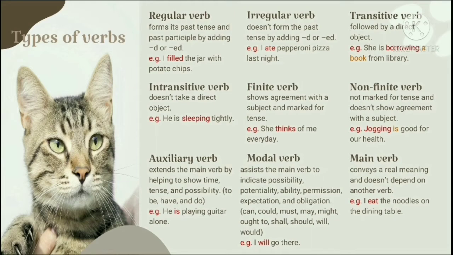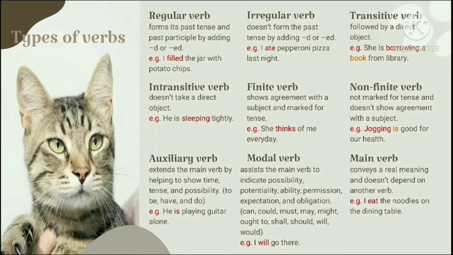So the first type is the regular verb, or you can call it weak verb. Regular verb forms its past tense and past participle by adding d or ed in the end. I would like to give you an example in a sentence. I filled the jar with potato chips. The word filled here is the regular verb because it has ed in the end.